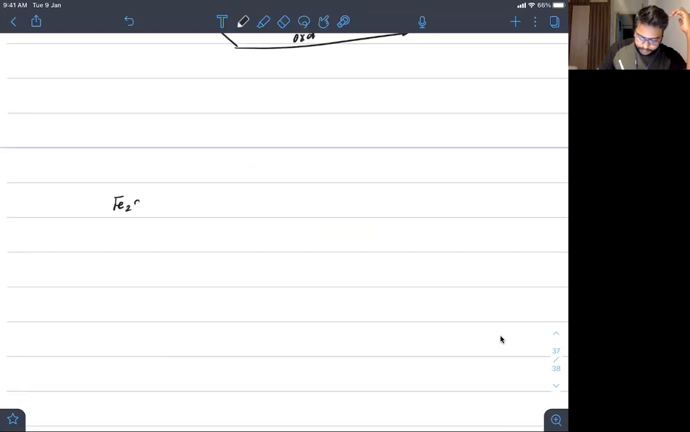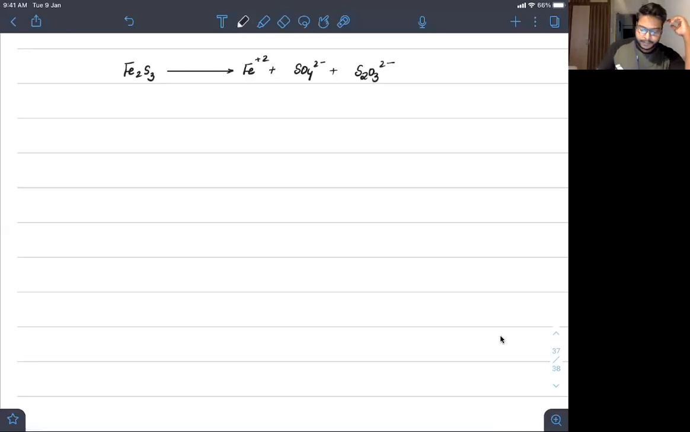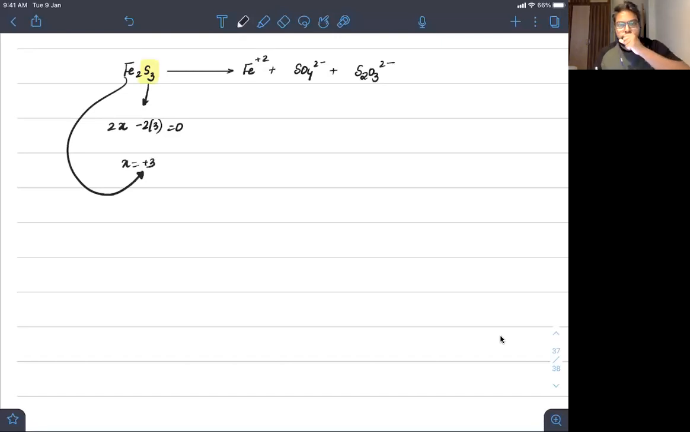Fe2S3, and this is undergoing change to Fe2+ plus SO4 2- plus S2O3 2-. Now, if this is the case, let me tell you, with respect to iron, with respect to metal, sulfur will always have -2 because it is similar to oxygen as it is falling in the same group. So sulfur here is -2, and there are 3 of them, and plus 2 times X equal to 0. So X is equal to +3. So iron oxidation state here is +3, and it is changing to +2. So +3 to +2, it is undergoing reduction. तो ये यहाँ से दिख गया हमको.